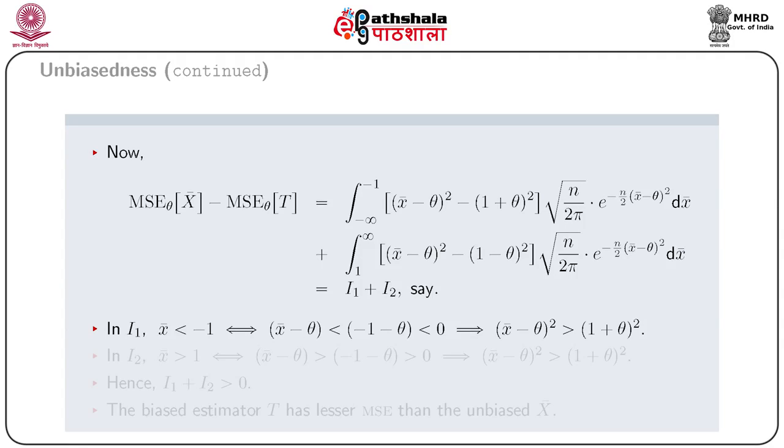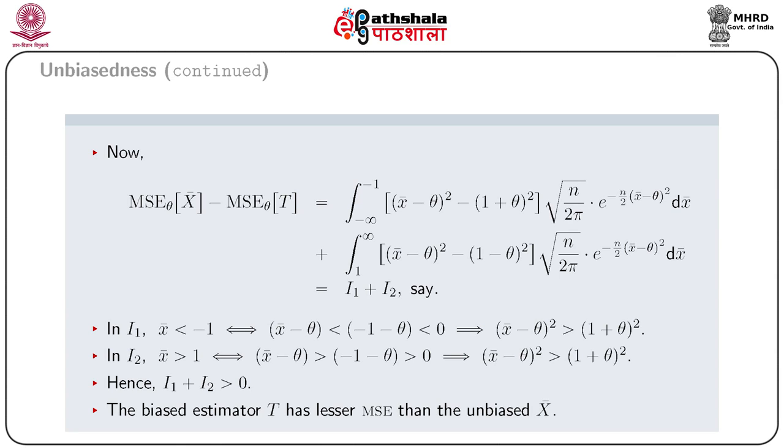Now in the first integral, X bar less than minus 1 implies X bar minus theta is less than minus 1 minus theta, which is less than 0. Therefore, (X bar minus theta) whole square is greater than (minus 1 minus theta) whole square. In the second integral, X bar greater than 1 implies X bar minus theta is greater than 1 minus theta, which is greater than 0, which implies (X bar minus theta) whole square is greater than (1 minus theta) whole square. Therefore, the difference between MSE of X bar and MSE of T is greater than or equal to 0, and therefore MSE of T is less than or equal to MSE of X bar.